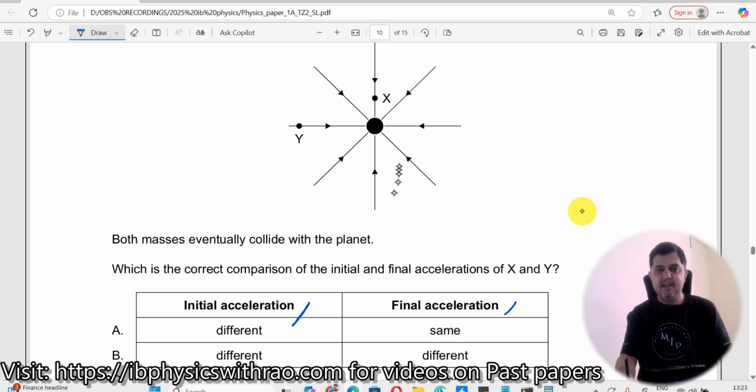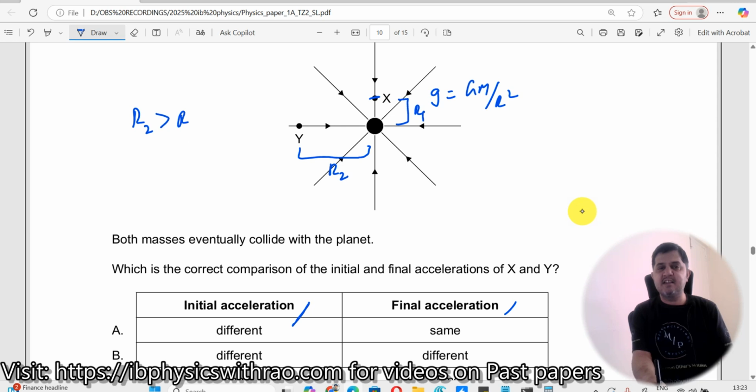Will it be the same? See, this mass is very nearby to this one. So as a result of it, this will have a different acceleration. Why? Because acceleration of this particle is given by g equals GM by r squared, right? So this is your r1 here, and this should be your r2 here. So what's happening here? r2 is larger than r1.